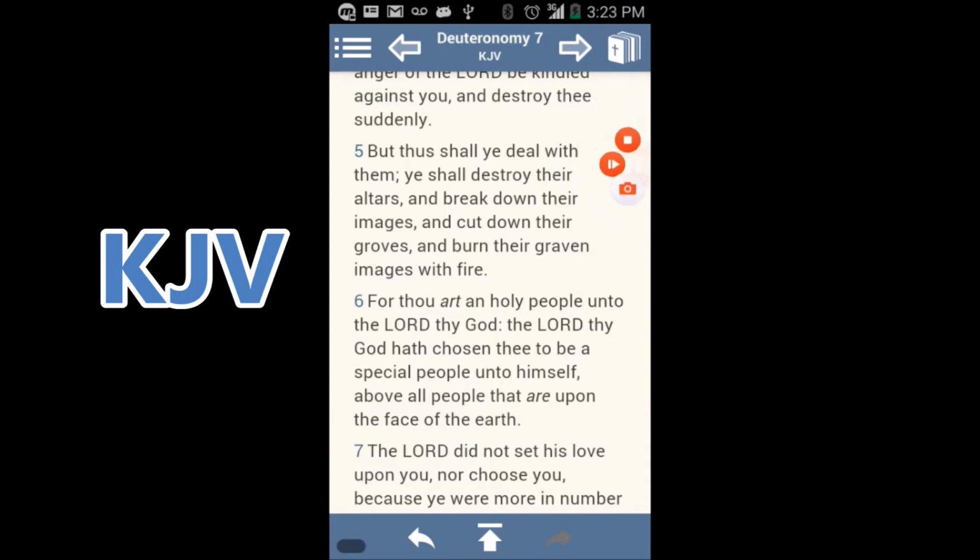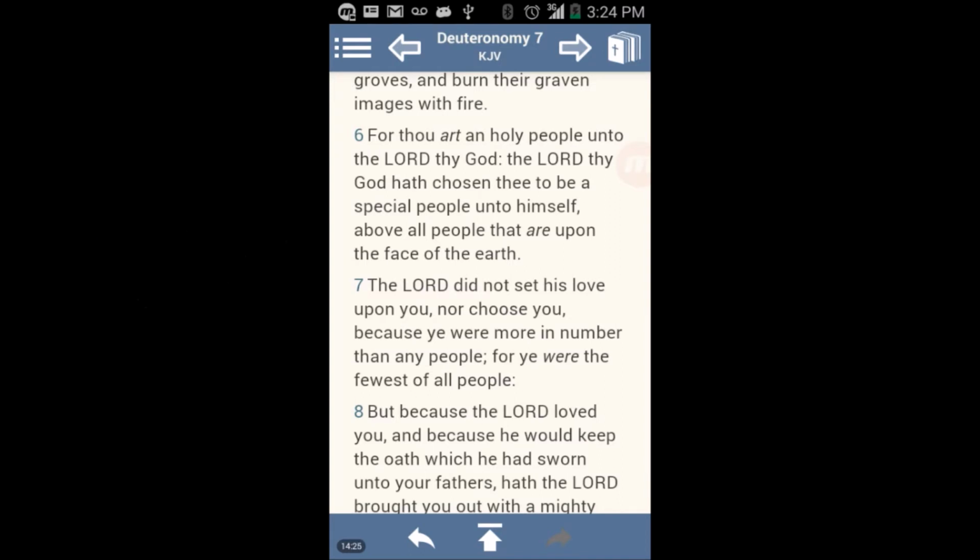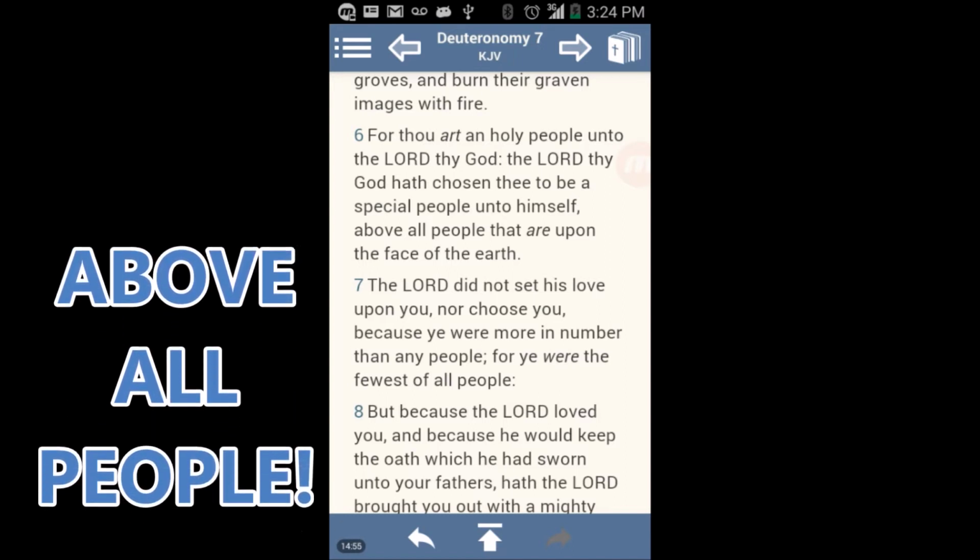Deuteronomy 7:6. For thou art a holy people unto the Lord thy God. The Lord thy God have chosen thee to be a special people unto himself above all people that are upon the face of the earth. So who was this told to? By the lawgiver Moses. When Moses wrote these manuscripts, who was this written for? Deuteronomy 7:6 is for the children of Israel. It says, for thou art a holy people unto the Lord thy God. The Lord thy God have chosen thee to be a special people unto himself above all people that are upon the face of the earth.